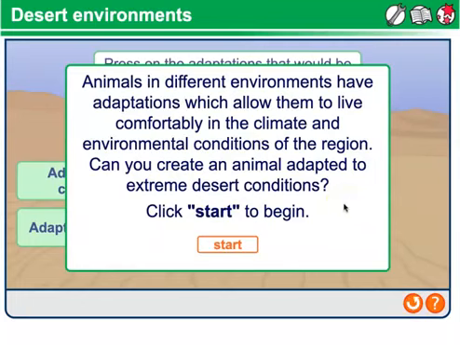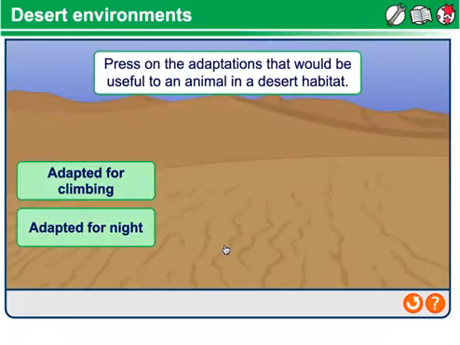Animals in different environments have adaptations that allow them to live comfortably in the climate and the environmental conditions of the region that they live in. And so we're going to create an animal adapted to extreme desert conditions. So we're going to press on the adaptations that would be useful to an animal in a desert habitat.